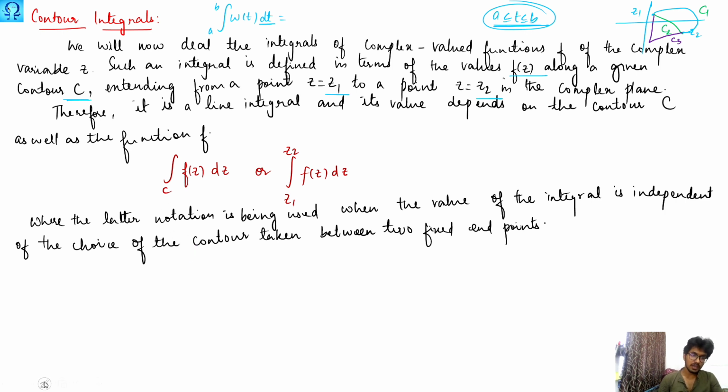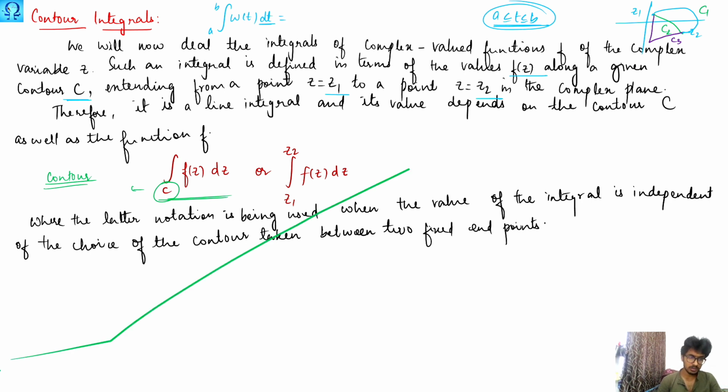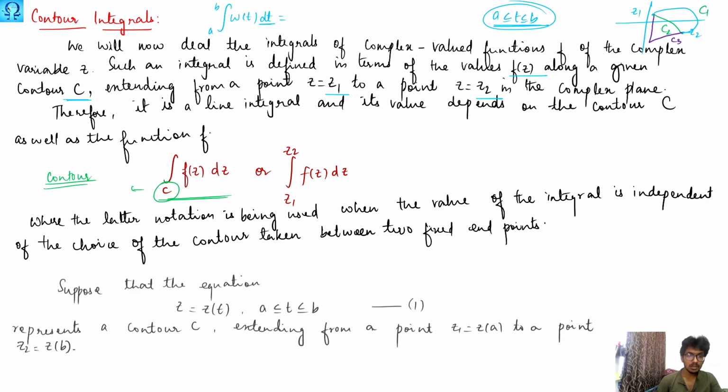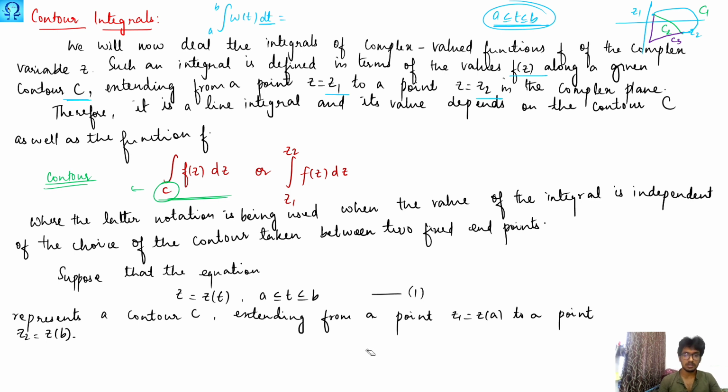Here we can give two different notations to these contour integrals. The first one is integral over c of f of z dz. This means you are giving importance to the contour, that is, you consider the initial point, the end point, as well as the path in which you travel. Whereas the second notation, integral from z1 to z2 of f of z dz, is used when we give importance to the endpoints. In which path we are traveling doesn't matter. That is the situation where the second notation is to be used.